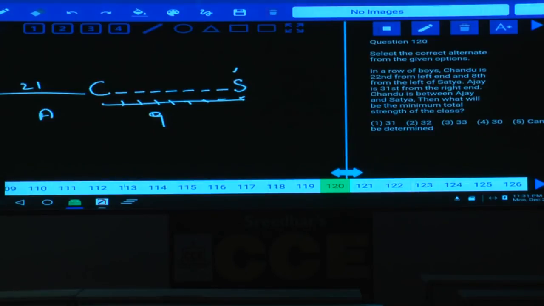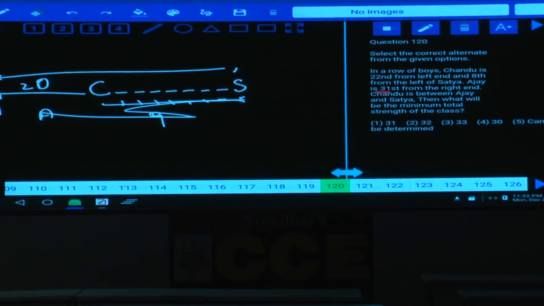Now 9 plus how much is 31st? 9 plus 31, 22. Now if I keep Ajay at this place, at the first one, now check out whether this Ajay is 21st or not. Now count the total number of persons here in a row. Chandu is 22nd from the left hand. Now there are 20 persons between Ajay and Chandu, isn't it?